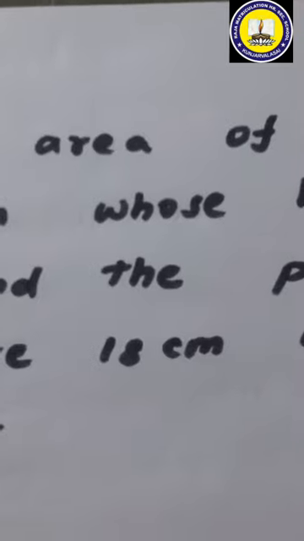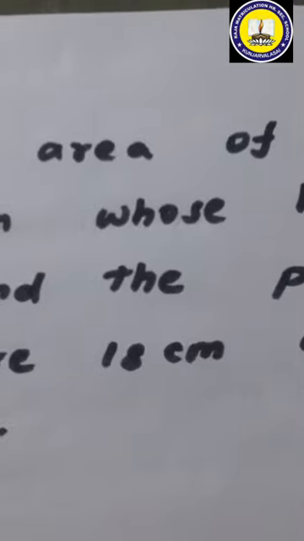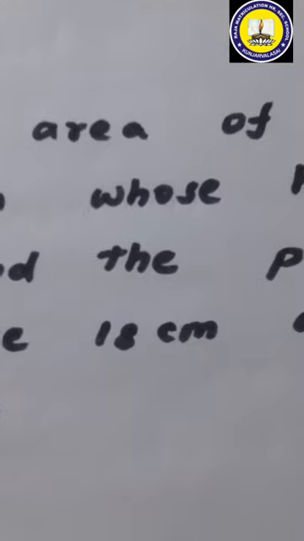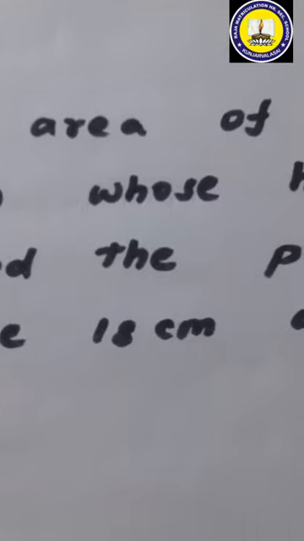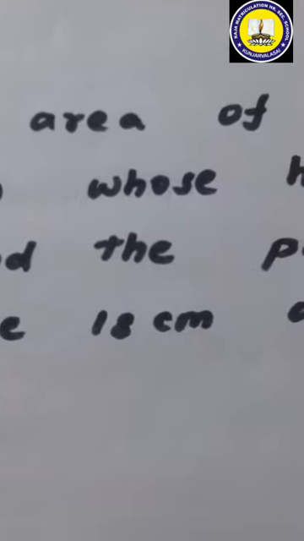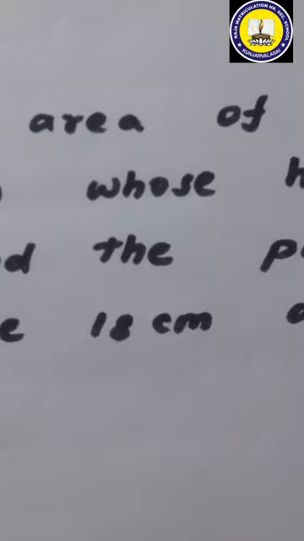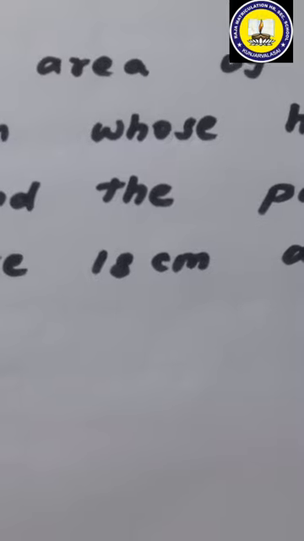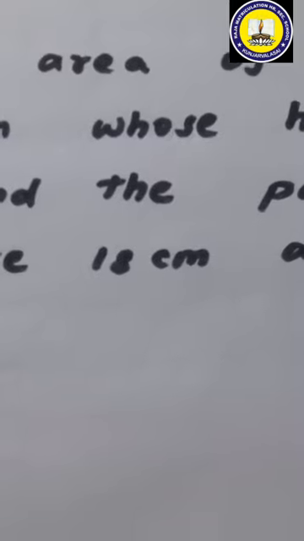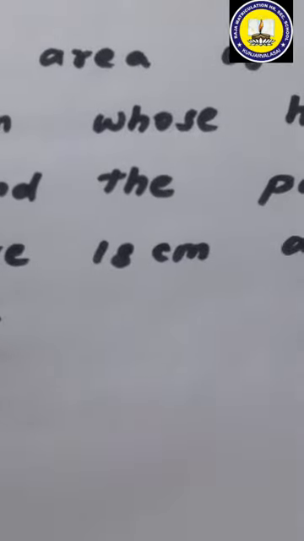Okay, now we are going to see an example. Find the area of the trapezium whose height is 14 centimeter. That means h is equal to 14 centimeter and the parallel sides are 18 centimeter and 9 centimeter in length. That is a is equal to 18 and b is equal to 9. Okay, now we are going to see the solution.